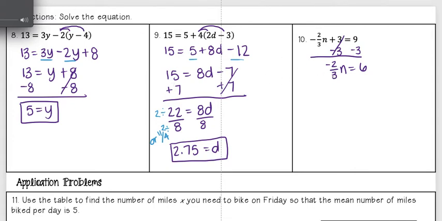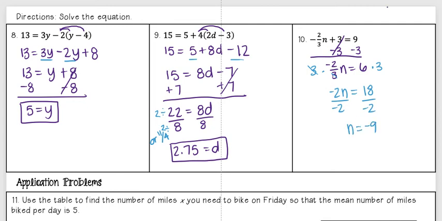is to go ahead and undo that division and multiplication. So I'm going to first undo that division of 3 by multiplying by 3 on both sides. And so those cancel. So all I'm left with is a negative 2n is equal to 18. And then now I can undo that multiplication. The reason why I'm able to do that is that this negative 2/3 n right here is the same thing as having negative 2n over 3. Both of those are equivalent.